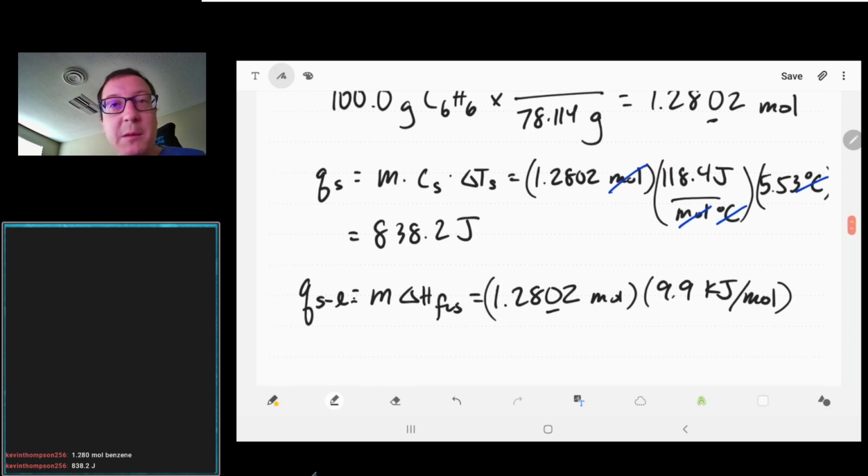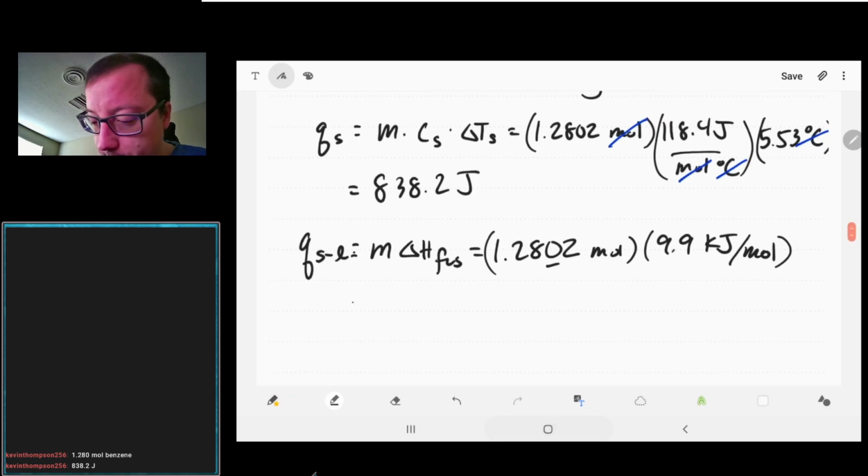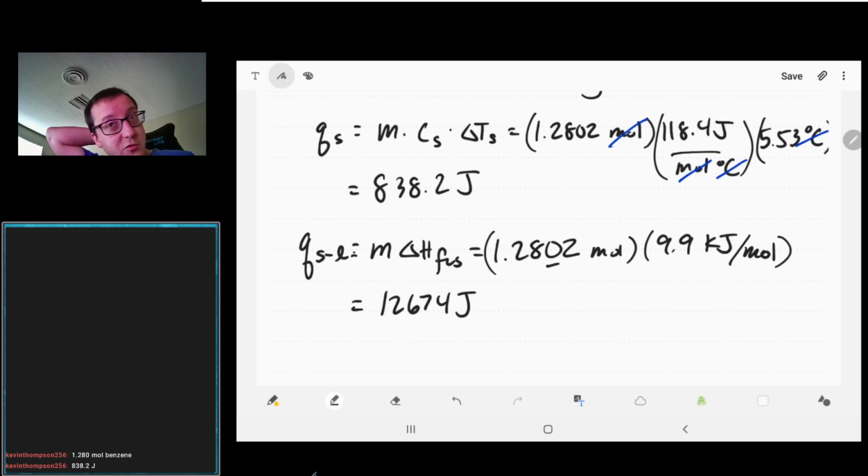So this time we're going to be left with units of kilojoules, which let's just go ahead and convert them to joules. So 1.2802 times 9.9 gives us that many joules. So you'll get 12.67 kilojoules, but I'm just going to leave it in joules right now, just because since we're going to have to add these all at the end, it'll be easier if they're all in the same unit. Looking at this, we have really only 2 sig figs. Okay, well, we'll remember that.